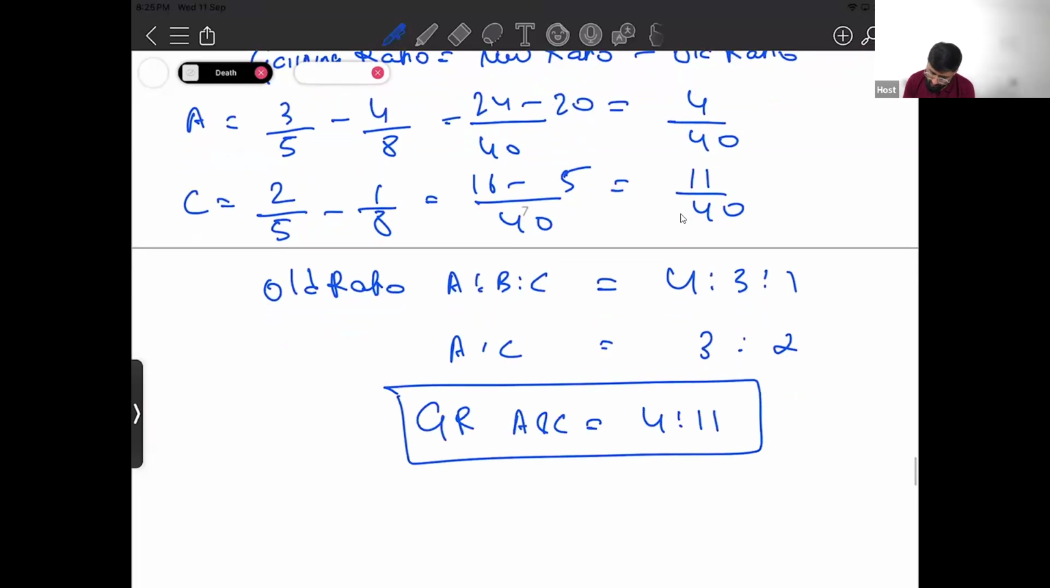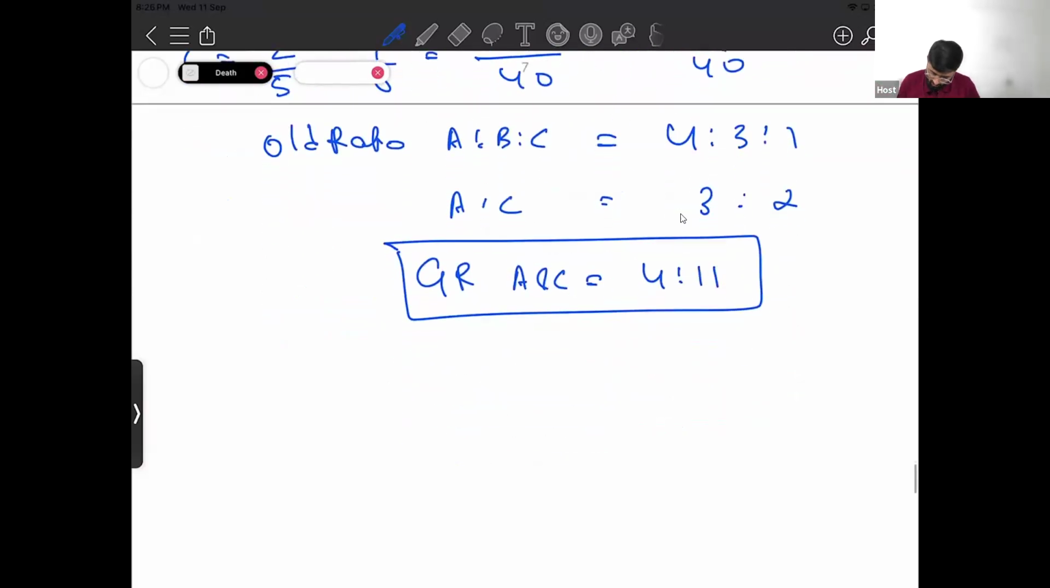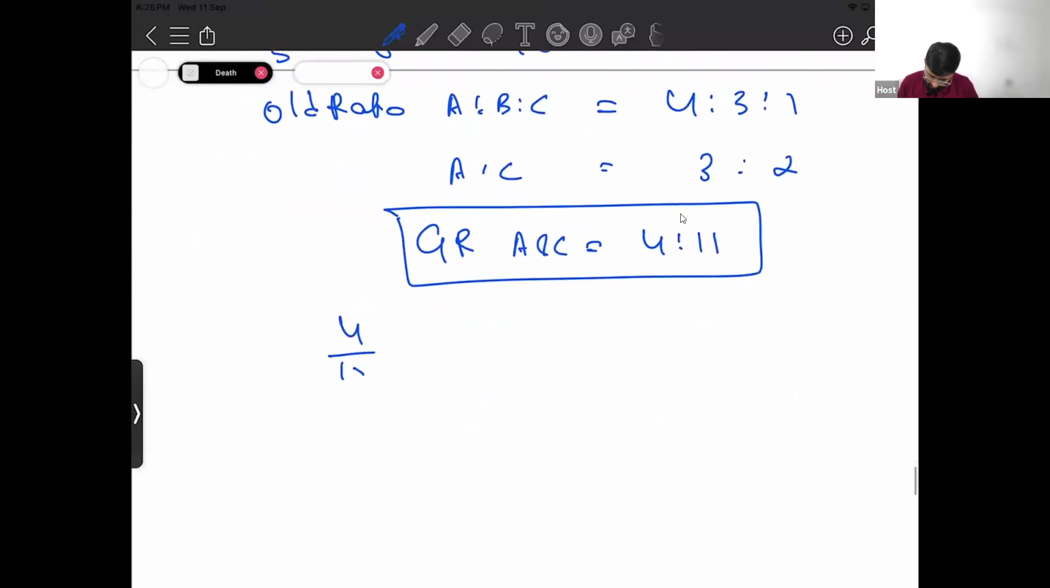B's share, the total gain should be equal to the sacrifice. True. So let's prove this: 4 by 15 plus 11 by 15. It will be how much? 15 by 15. Wait, let's not do this.